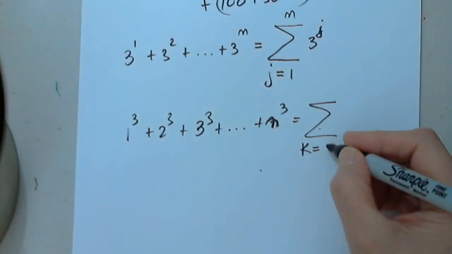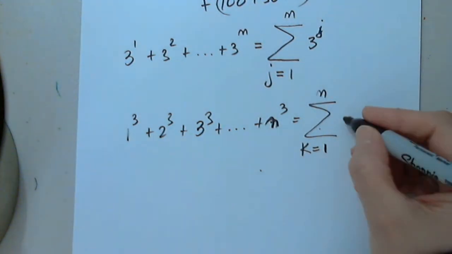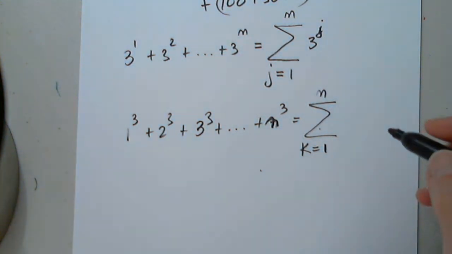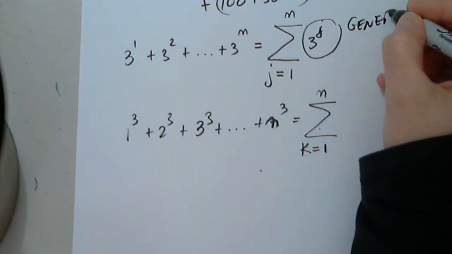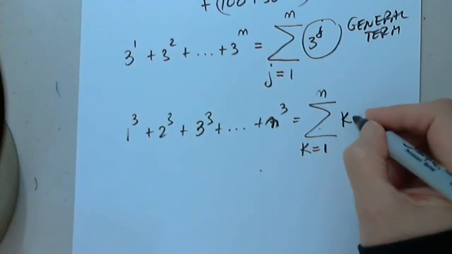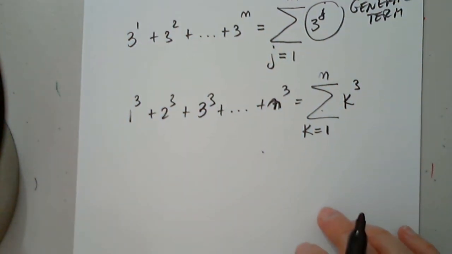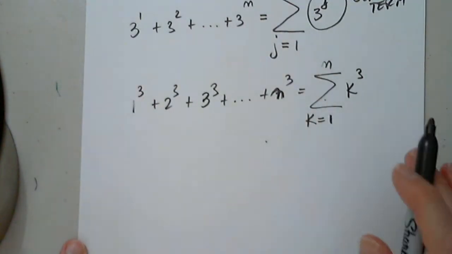Lower limit would be... lower limit will be 1. Upper limit is n. And what's the part to the right called again? The general term. That was called the general term. The general term would just be k to the third. Excellent. Perfect.